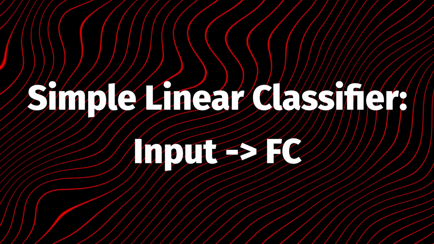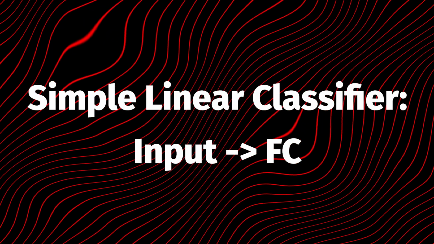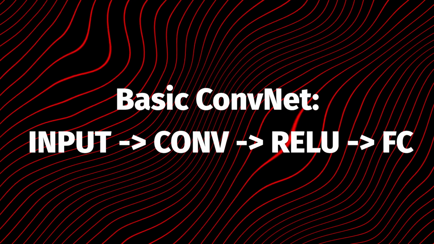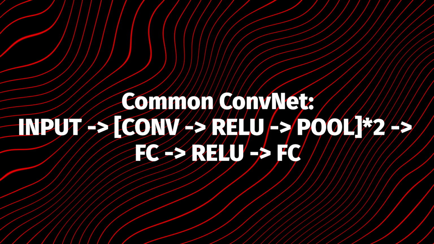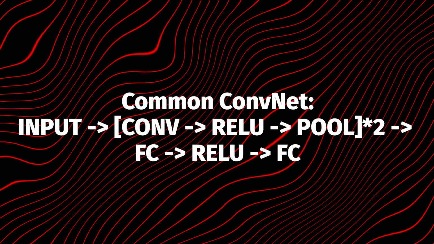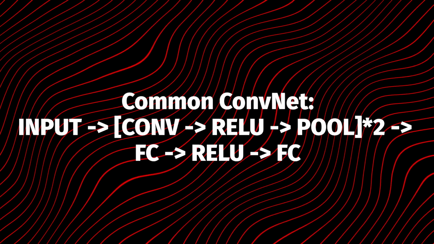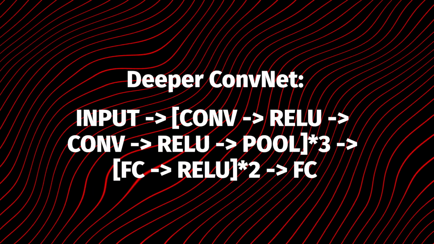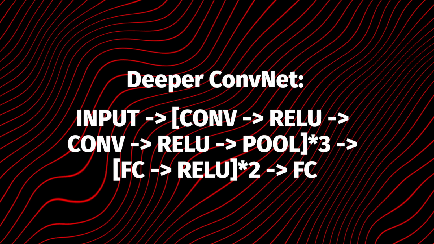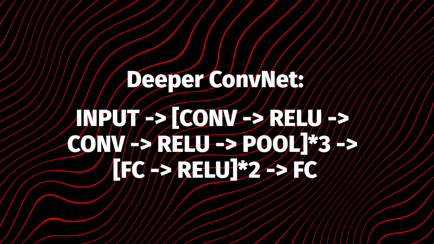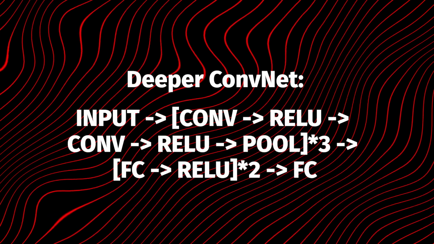Here are some examples. A simple linear classifier could go from input to fully connected. A basic ConvNet could go from input to conv to ReLU to FC. A common ConvNet would be input to conv to ReLU to pool times 2 to FC to ReLU to FC. A deeper ConvNet could be input to conv to ReLU to conv to ReLU to pool times 3 to FC to ReLU times 2 to FC.